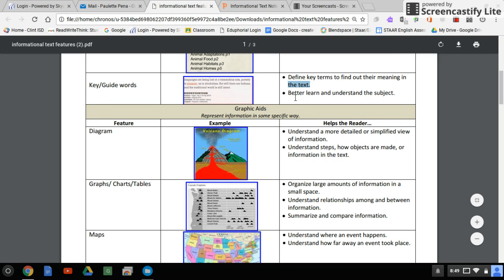The next one, better learn and understand the subject. You are going to highlight better learn, understand, and subject. Better learn, understand, and subject.